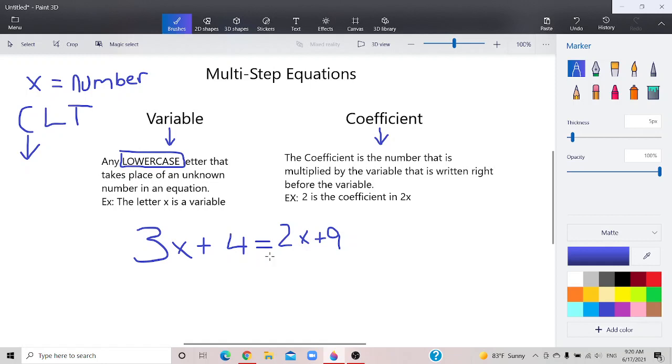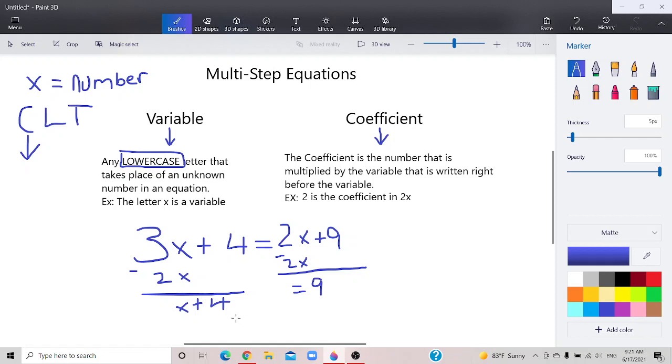This equal sign is in the way. Something we can do that keeps the equation balanced is subtracting from both sides. So if we subtract 2x here, then this will just be 9 on this side, and on this side, when we subtract 2x, we get x plus 4. So x plus 4 equals 9.